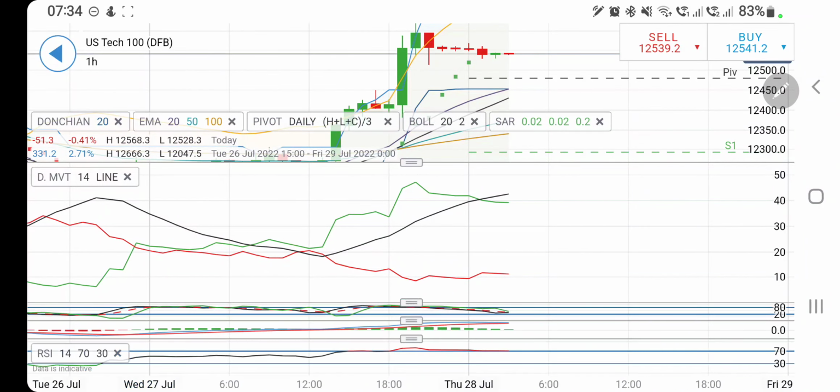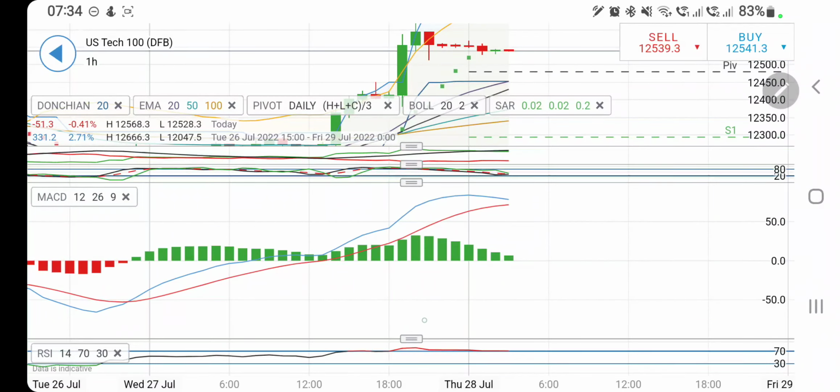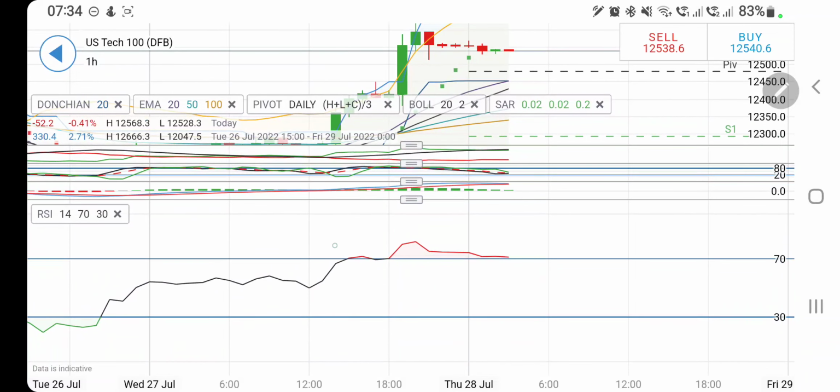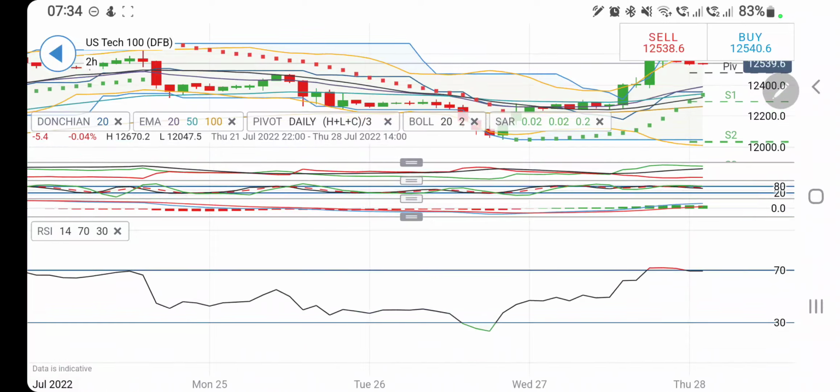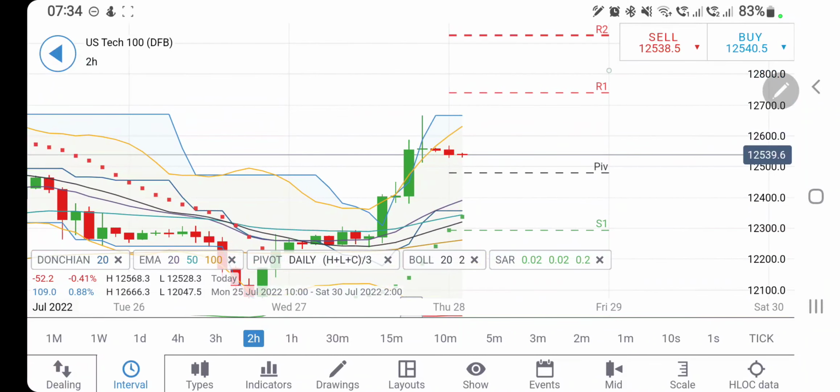Directional movement is bullish here. The stochastic is comfortable. The MACD is on the verge of a crossover on the hourly charts, and this is a bearish crossover. The RSI is overbought here, and hence this cool down is what we can see. If you look at the 2-hour charts, after this strong bullish move towards 12,660 forming the double top, it has again retraced back.